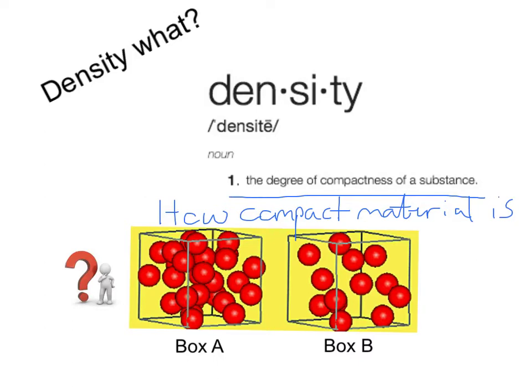So below I have two boxes, box A and box B. Obviously, they do not have the same amount of spheres in them, but when you're talking about compactness, which box is more compact? Great. If you picked A, you understand how compact box A is compared to box B.